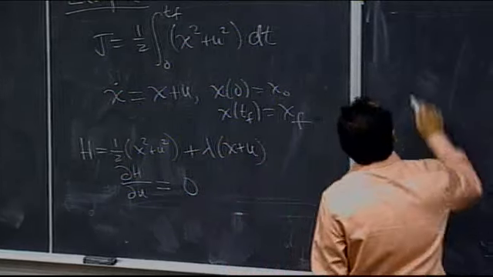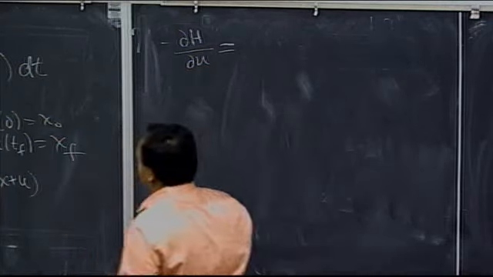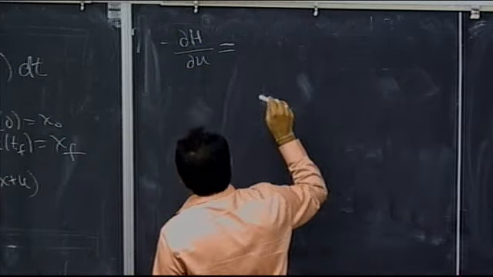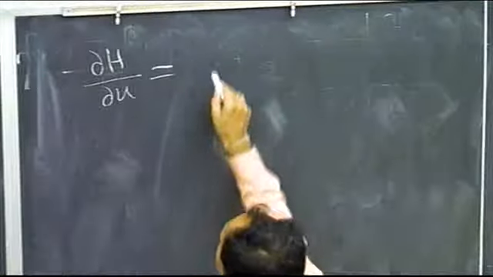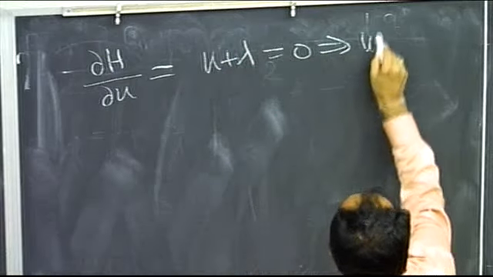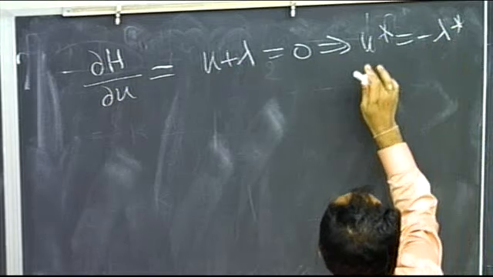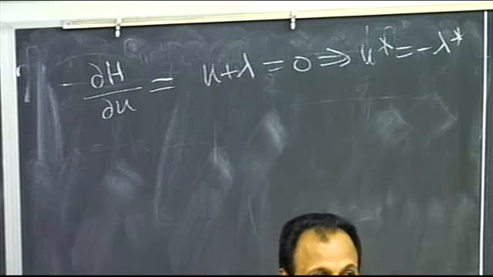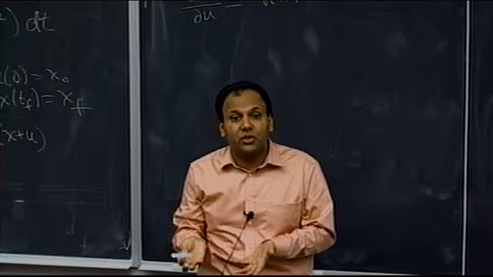So what is dH/du? This one's easy. What's dH/du? It's u plus lambda. Right? And that has to equal 0, which tells me that the optimal control is equal to minus the optimal costate. See that? Structure. The optimal control is a function of the costate. It has to be a function of the costate.